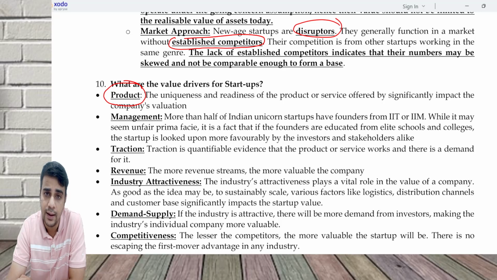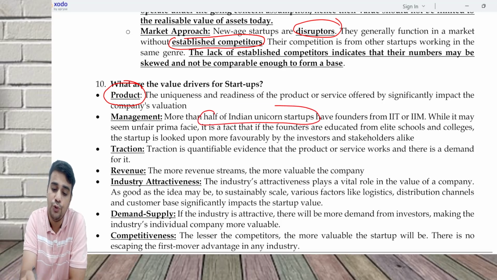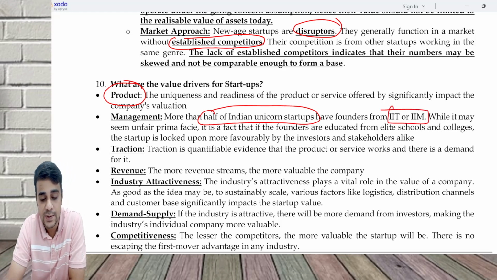Management is another critical factor which impacts the valuation, because whatever idea you have, the execution of that will be brought in by the management. And here they are saying more than half of Indian unicorn startups have founders from IIT or IIM. Basically, people from these elite colleges have been able to execute their projects well, and because of which they have got a unicorn valuation of more than $1 billion US.